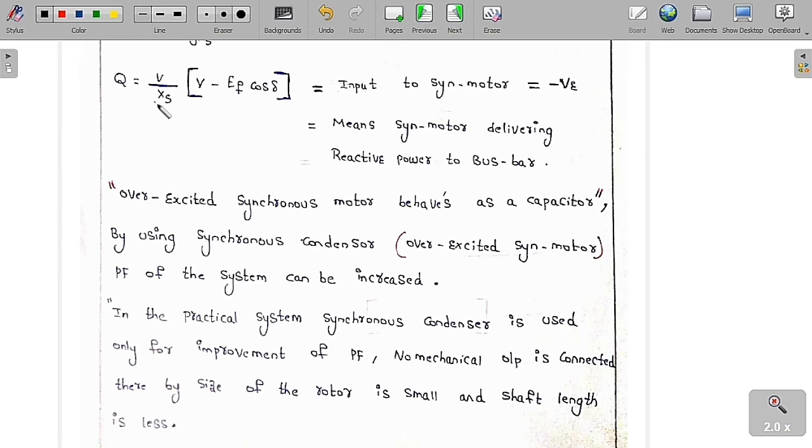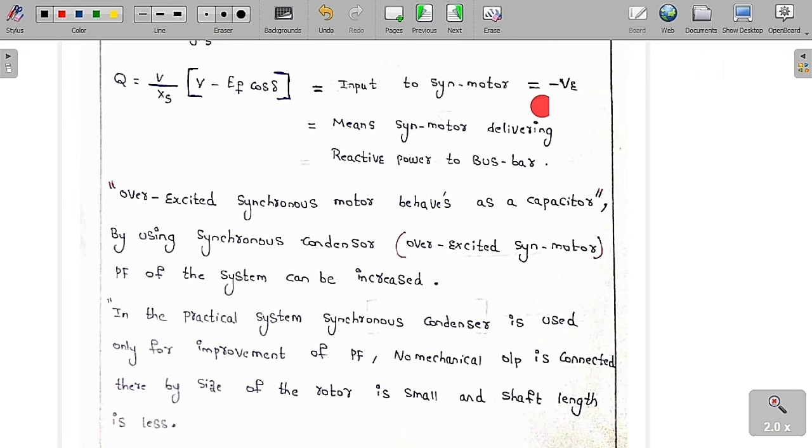The amount of reactive power input to the synchronous motor, the expression I have already told you, is V square by XS minus V into EF by XS into cos delta. This is the input power given by the supply to the synchronous motor. Whenever this input is negative, you can see clearly that EF cos delta is greater than V, so this overall value is negative.